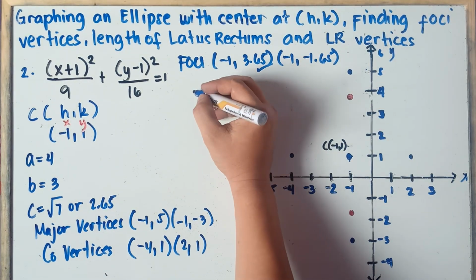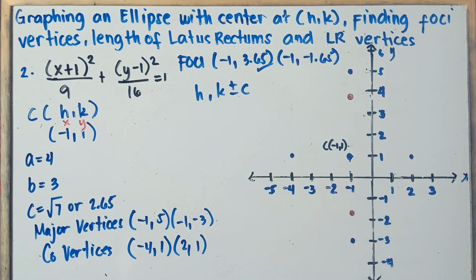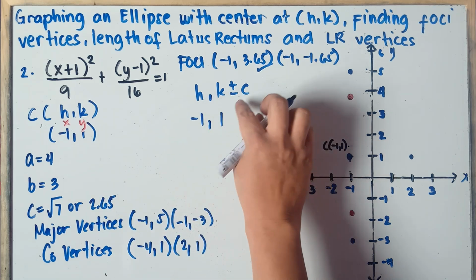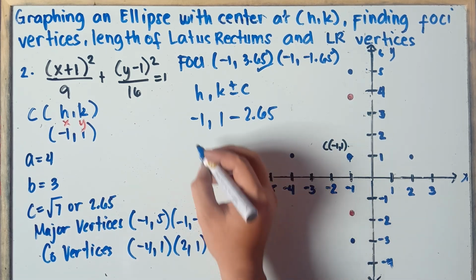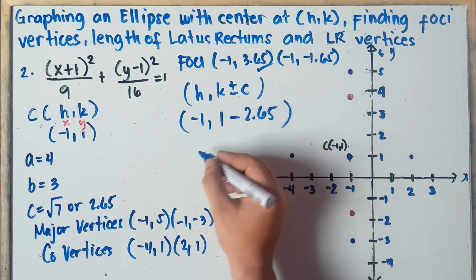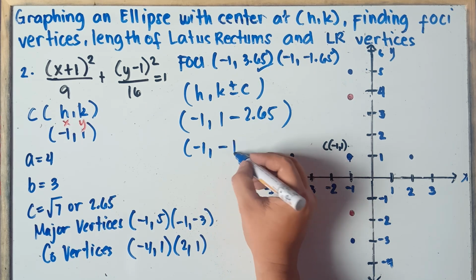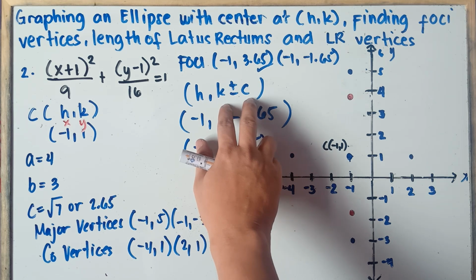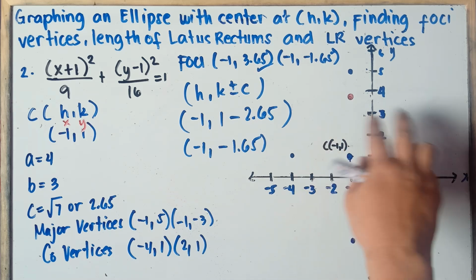Alright, so let's try this one, class. Once again, our equation. I erased the equation, class. I apologize for that. So our H is, once again, negative 1, comma, our K is positive 1. Let's have minus, our C is 2.65. So this will be negative 1, comma, 1 minus 2.65. That would be negative 1.65. Yep, same answer, class. Alright, so it's up to you, class. Which do you prefer? You can use this equation or you can do it manually, class. But once again, class, for me, I will just do it manually because I can see, class, based on this given graph.